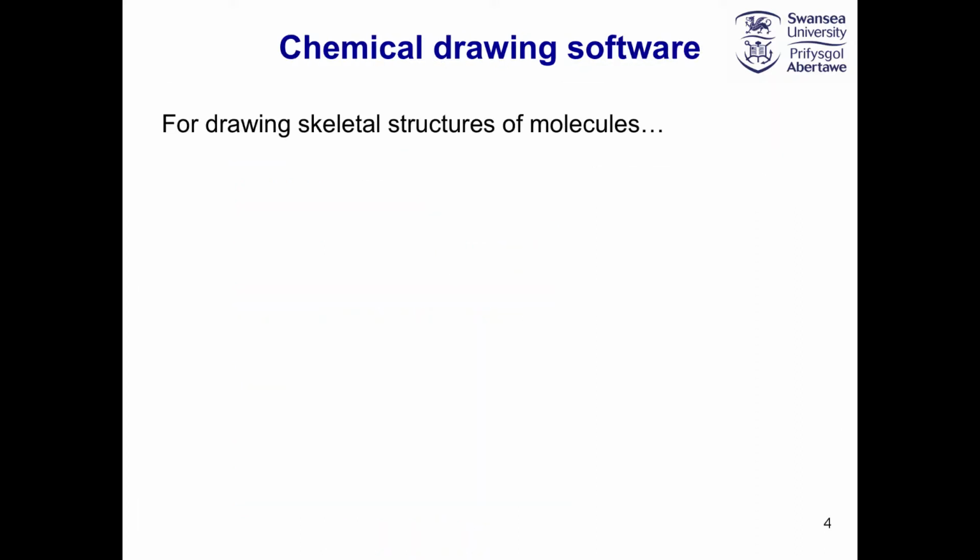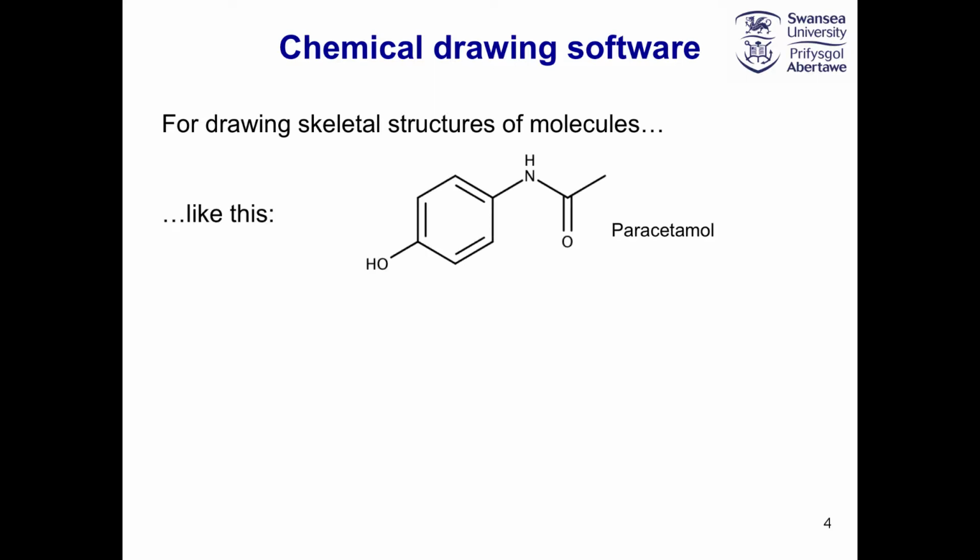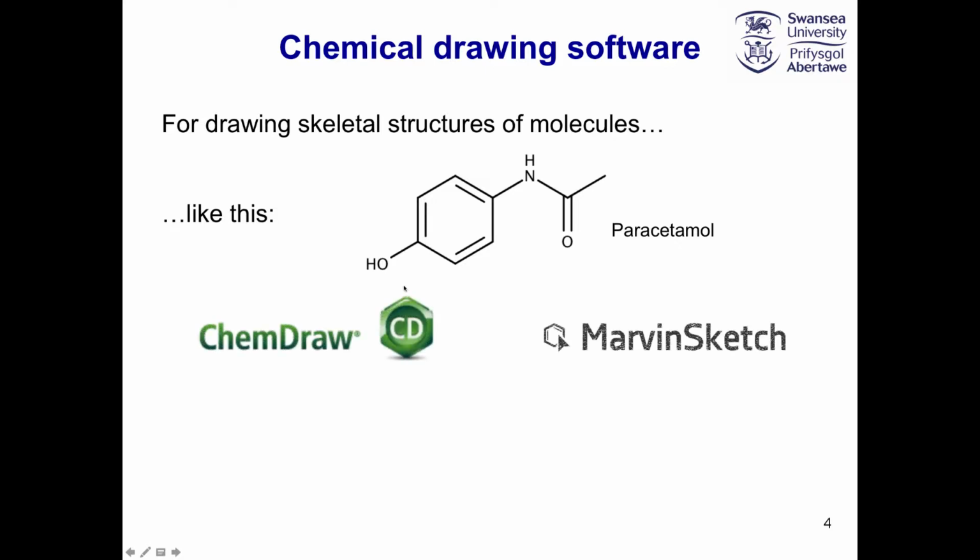And the final thing I'm going to talk about is chemical drawing software. So this allows you to draw nice chemical structures just like this. So here's paracetamol. Everything's nicely drawn out with the 120-degree bond angles. Now there are various software packages out there. ChemDraw is the gold standard. Marvin Sketch is free, so you can download that for yourself, but we do have a site license for ChemDoodle.